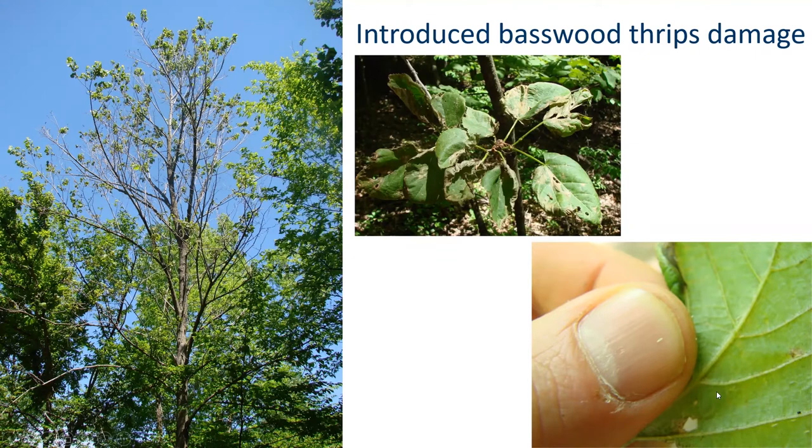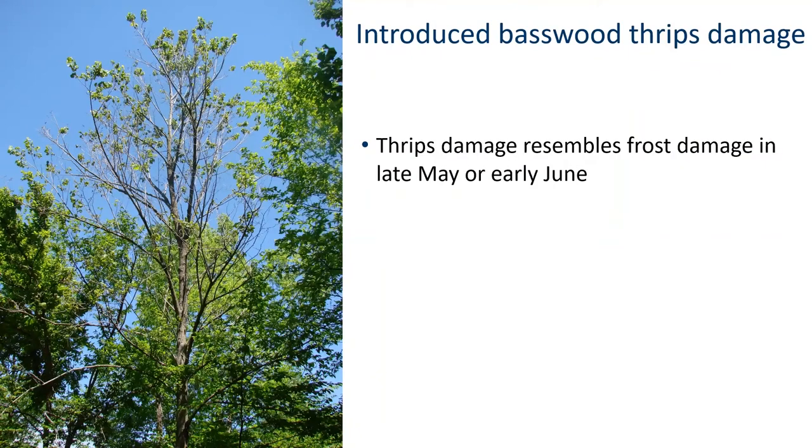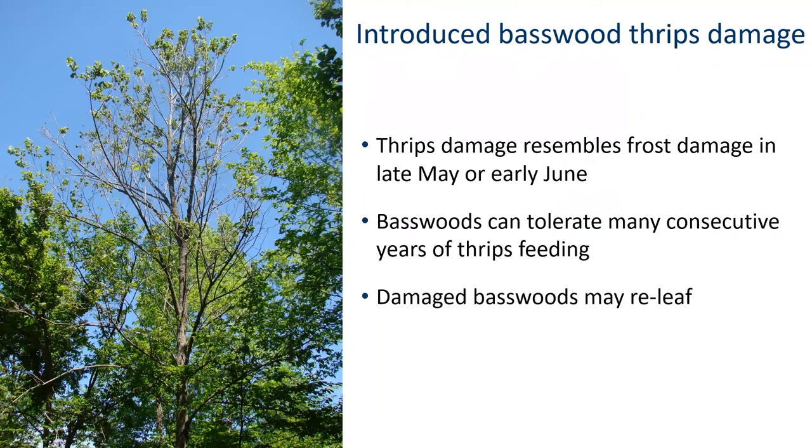There is a native basswood thrips, but I identified these thrips and they weren't that. There's also a pear thrips that can damage basswood. They weren't that, they were introduced basswood thrips. So again, the damage looks like frost damage kind of. Basswoods, like all hardwoods, can tolerate a lot of leaf feeding for consecutive years. Sometimes basswoods re-leaf. I've not heard of this affecting any yard ornamental basswoods or lindens, but it could happen. And the thing that I would recommend is just standard TLC for those trees to help them leaf out, just making sure they have proper enough water.